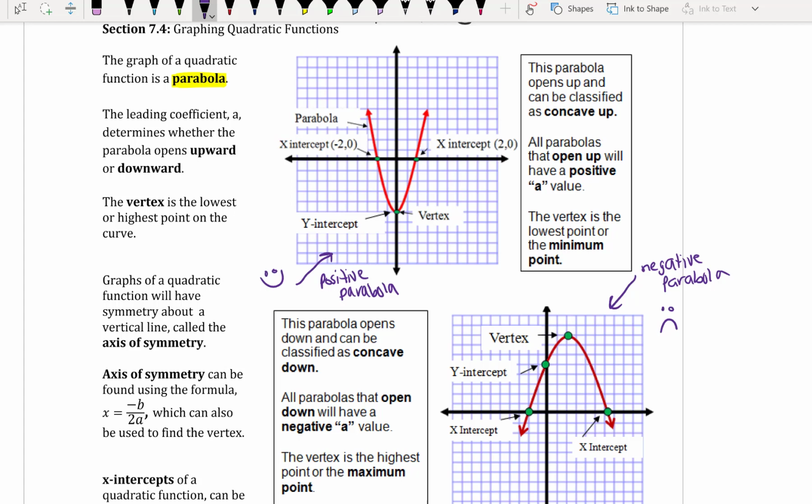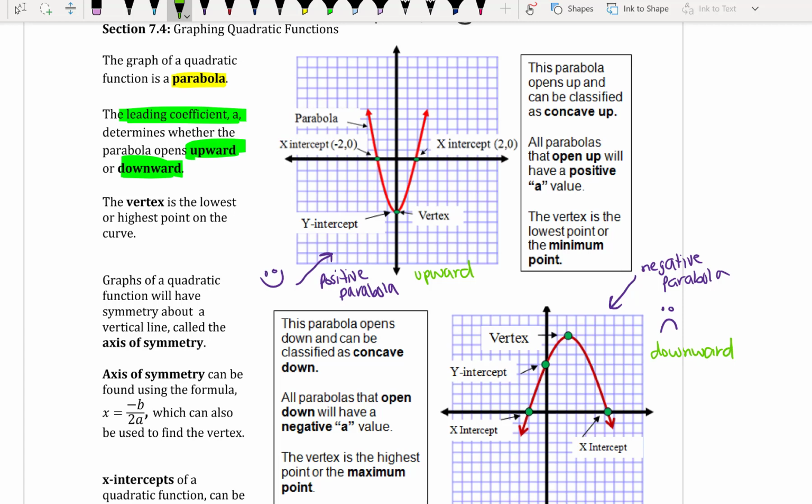That is going to determine whether the parabola opens upward or downward, and it's all about that leading coefficient a. So here, this is opening upward, and this is downward. The vertex is going to be either the minimum or the maximum point on the curve.